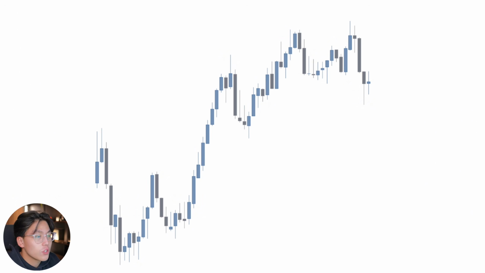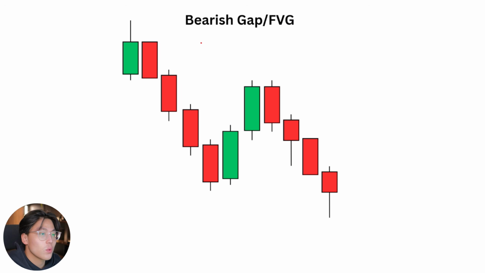Now let's go on to the downside. And you can see in this case, what we have is the bearish gap slash fair value gap. So you can see we're in a clear downtrend in the overall markets. We're now pushing lower, coming back for the retest. What we're going to be looking for is this first candle, right? This first candle of market open. We can draw this out.